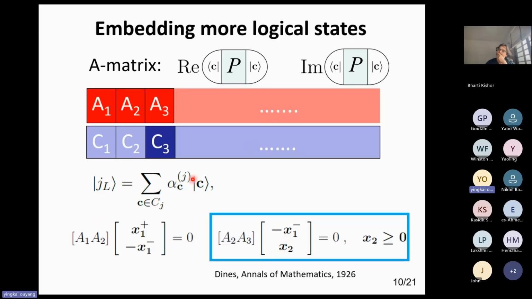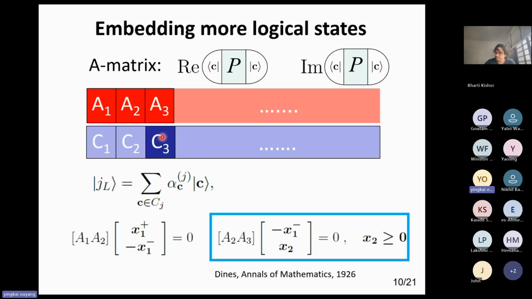You're not always guaranteed to find a solution, but if the solution exists, you can always use a particular algorithm, Dean's algorithm, to find it. So that's our point: you can use linear programming to find a solution for more logical code words to embed, according to the code that you choose.